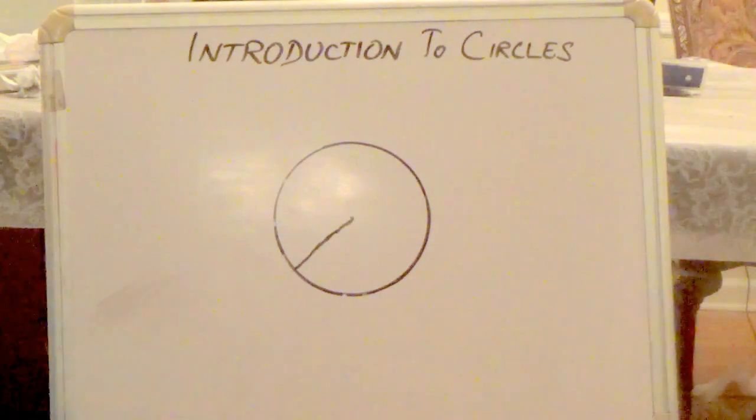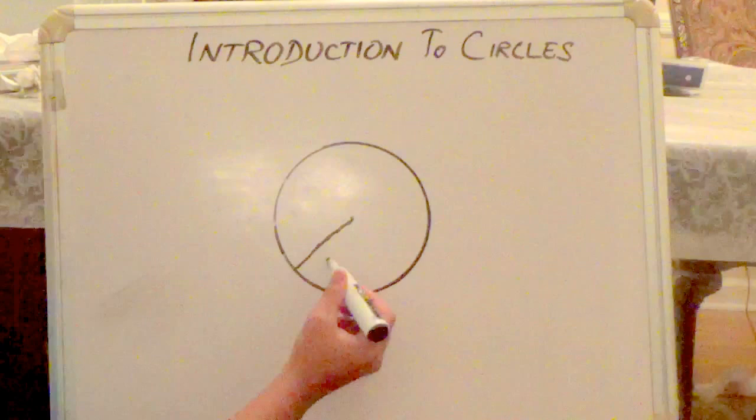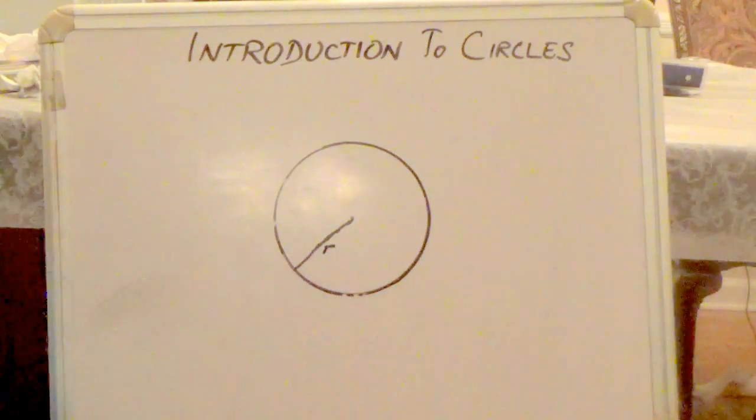So another way to define a circle is the radii. Another way to describe a circle is all the radii possible from a single point. Okay, so that's what a radius is. I'll label that R.